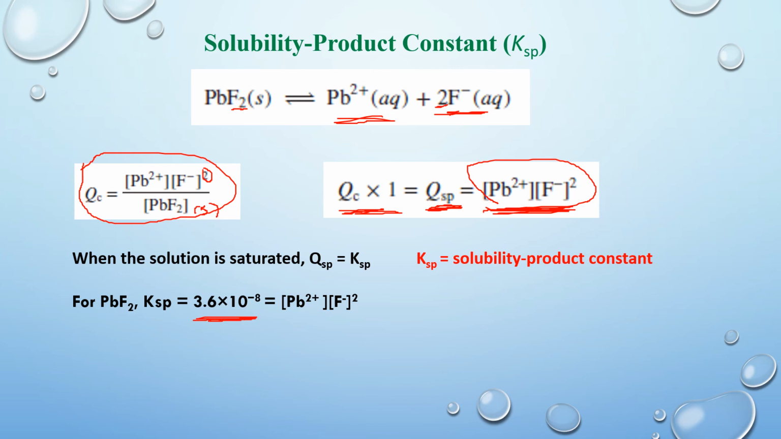And so because Ksp equals Qsp when it's at saturation, we say this Ksp value is equal to the lead concentration times the fluoride concentration squared.